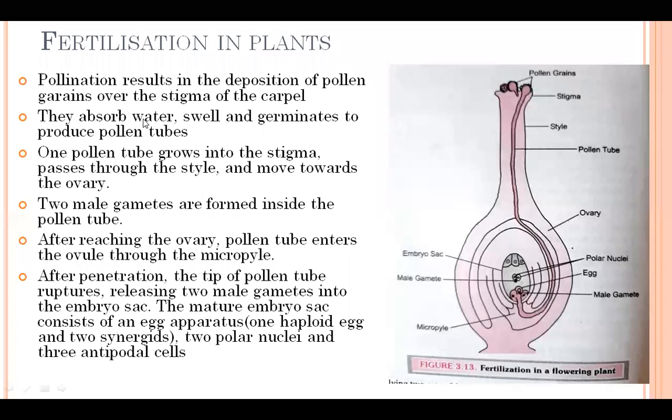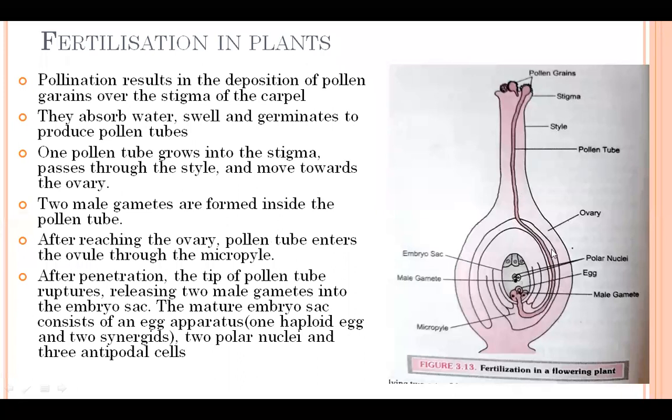So first I told you, when pollen grains land on the stigma, they absorb water, swell and germinate to produce pollen tubes. One pollen tube grows into the stigma, passes through the style and moves towards the ovary. Now two male gametes are formed inside the pollen tube. I told you that two male gametes are formed inside the pollen tube after reaching the ovary.